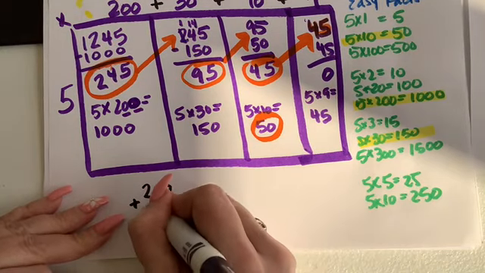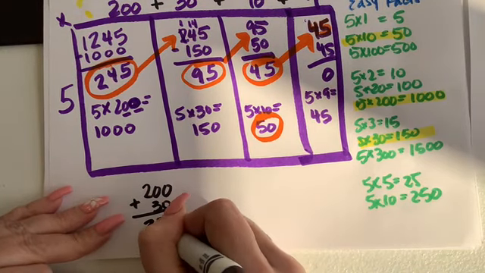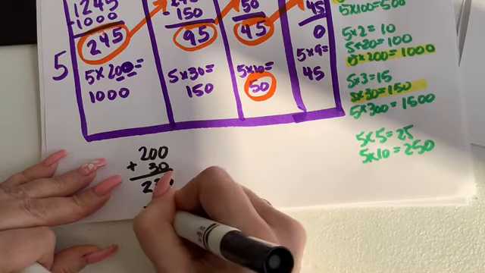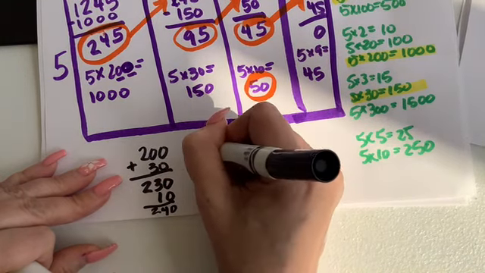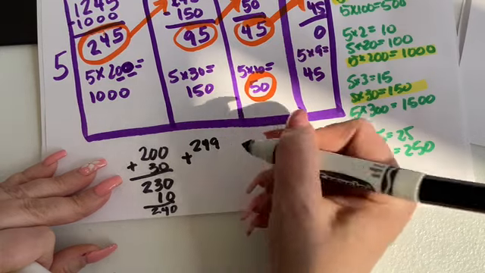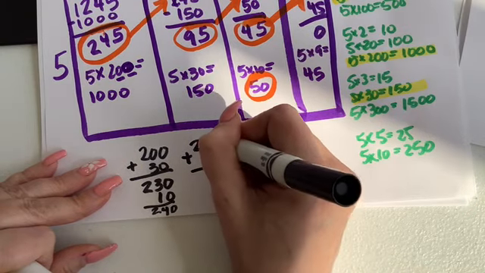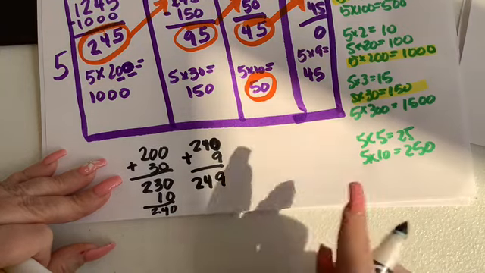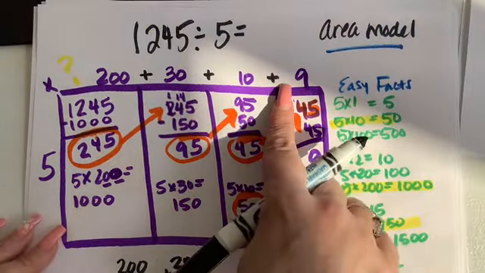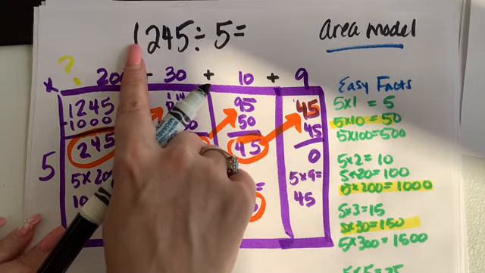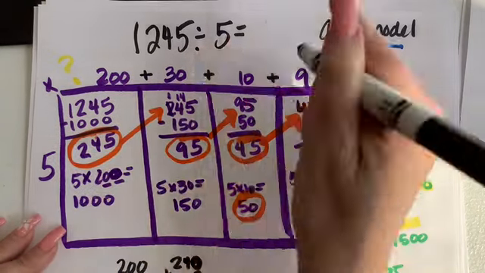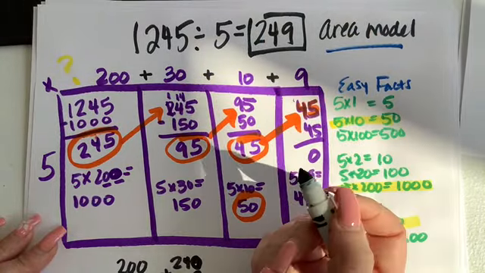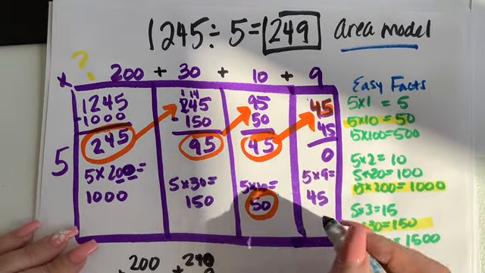200 plus 30 plus 10 plus 9. 249. So the answer to 1,245 divided by 5 is 249.